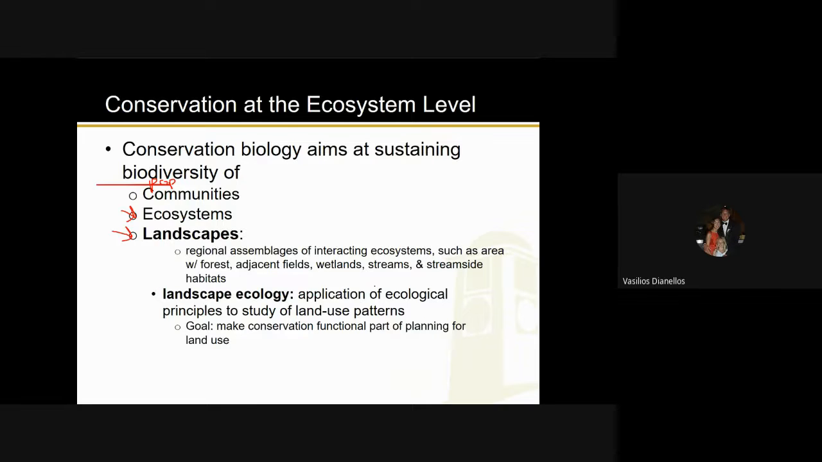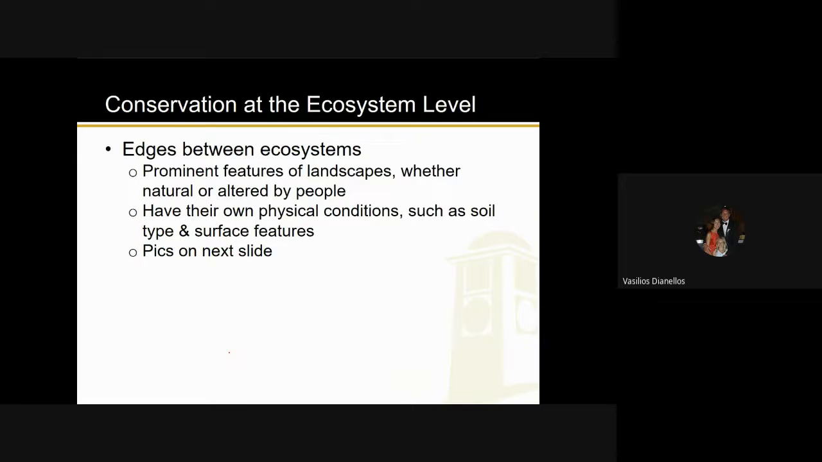That is the application of ecological principles to study land use patterns, basically. So again, the goal here is to make conservation a functional part of planning for land use. Because again, all these things interact with each other. It gets more complicated with each step you go, from communities to ecosystems, from ecosystems to landscapes.